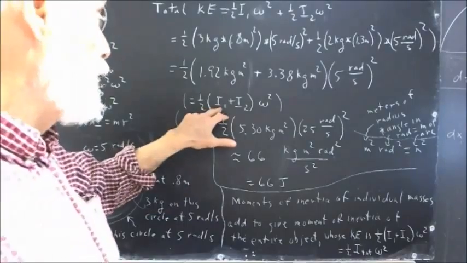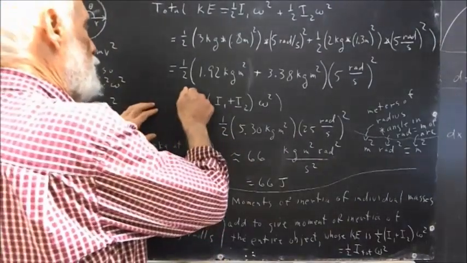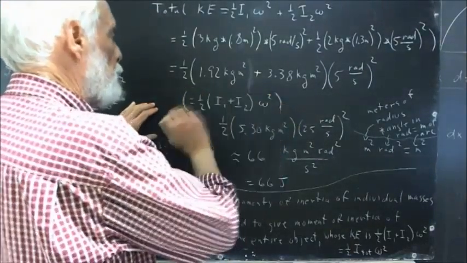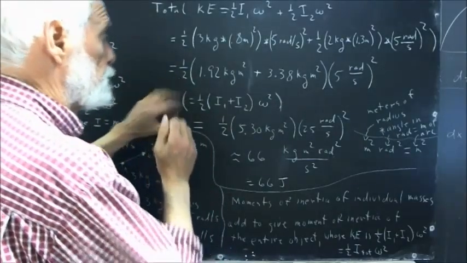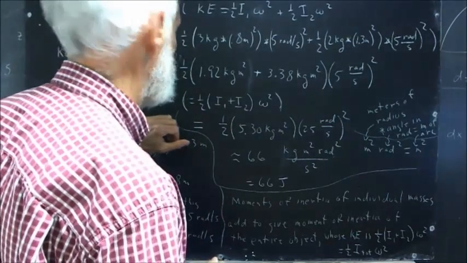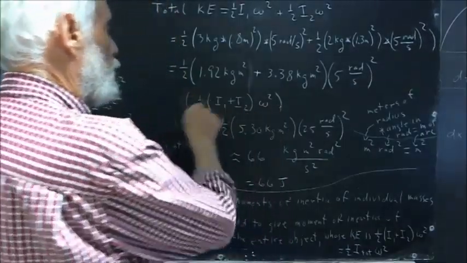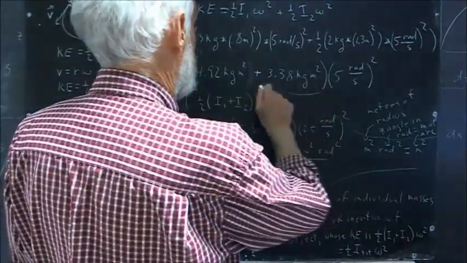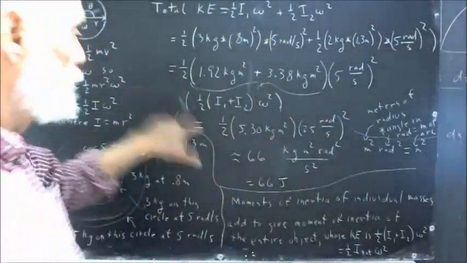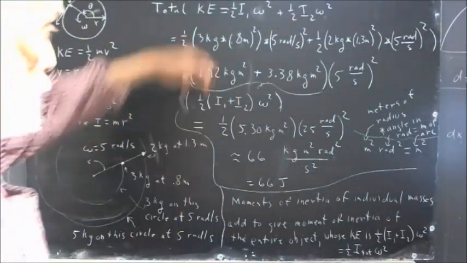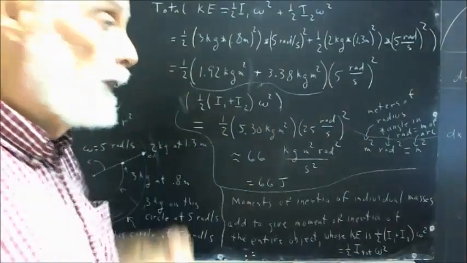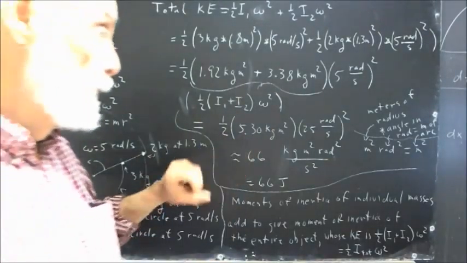Well, I might as well just add them. So I kind of got this in parentheses. It's not really part of the expression. Maybe I shouldn't even use an equal sign. I'll put this in parentheses and just say that that's what this is, and the equality continues here. Okay. So I add these two, I get 5.30 kilogram meters squared.